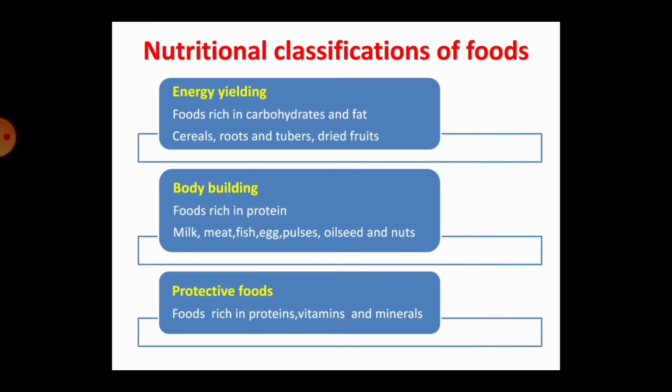Food can be classified based on their functions. Like there are energy yielding foods, there are body building foods, and there are protective foods. Energy yielding foods will be rich in carbohydrates and fat. For example, cereals, roots and tubers, dried fruits. Bodybuilding foods will be rich in protein. It includes milk, meat, fish, egg, pulses, oilseed, and nuts. Protective food includes vitamins and minerals and also foods rich in proteins.